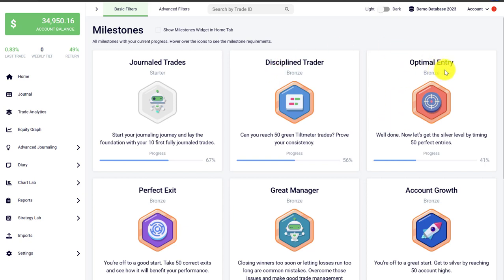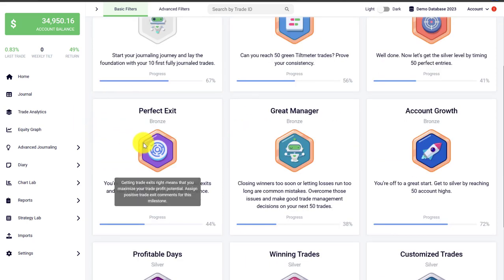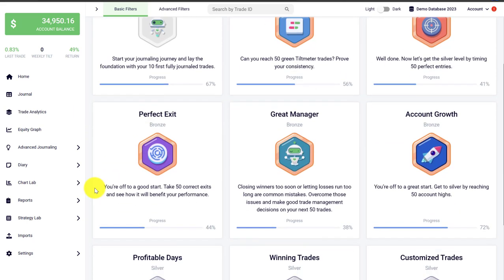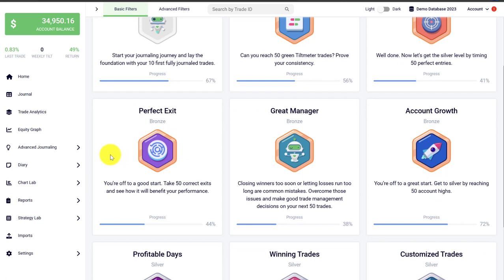To advance for the optimal entry milestone, you have to take good trade entries. So each trade that has a positive trade comment assigned to the trade entry, you get a milestone point here. Here we have the perfect exit, which is very similar to the optimal entry. And here you get rewarded and you get a milestone point for each positive trade exit comment that you are assigning to a trade. And then also we have a great manager milestone. And here you get a milestone point for each trade that has a positive trade management comment assigned to the trade.